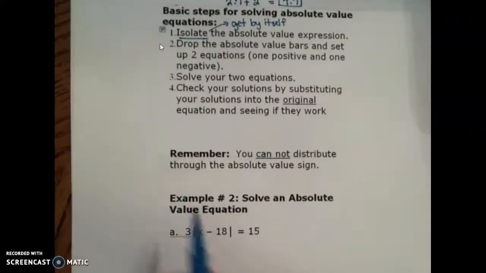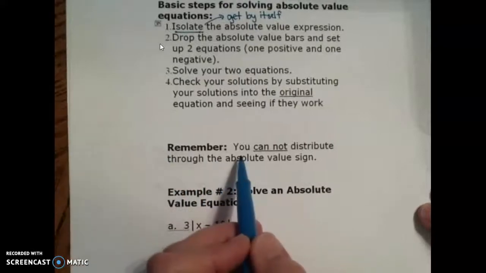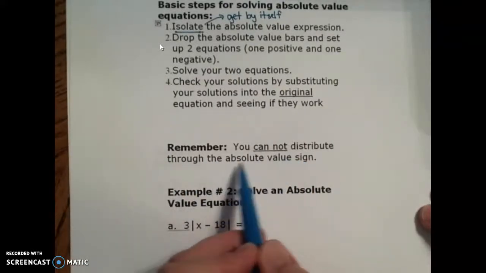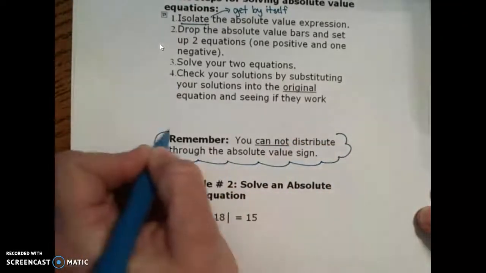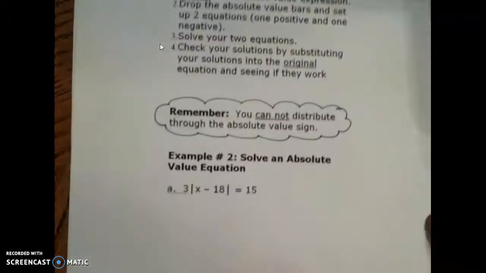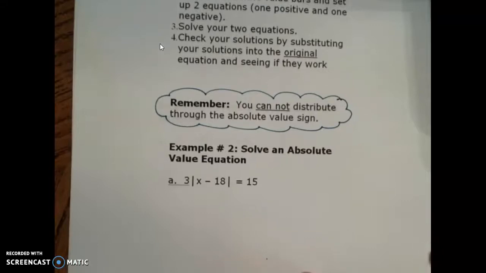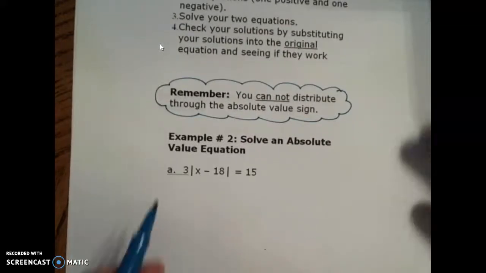Okay, so I put here, remember, you cannot distribute through the absolute value sign. So it's not like parentheses. If we have a negative in front of the bars, you do not distribute. All right, so we'll start out pretty simple here.